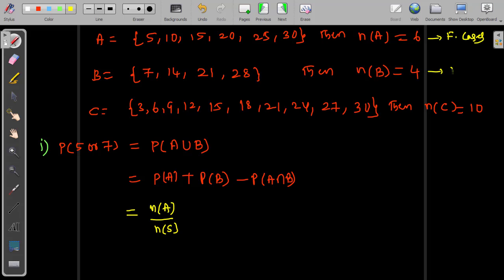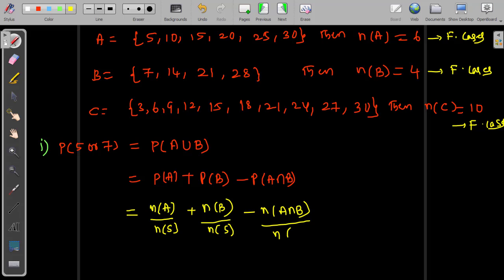This also represents favorable cases. Okay, fine. Now here, we have P of B, which means the number of elements in B by the total number of sample points. Here also n of A intersection B, which is divided by n of S.